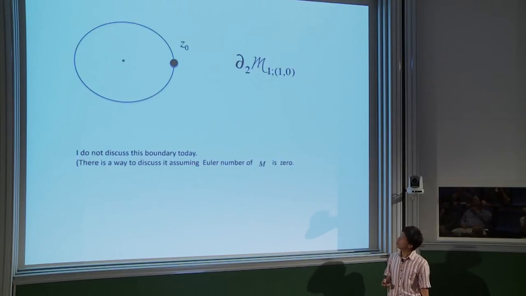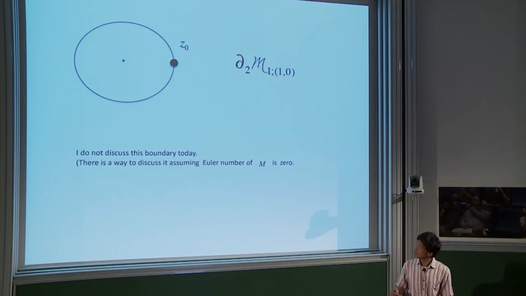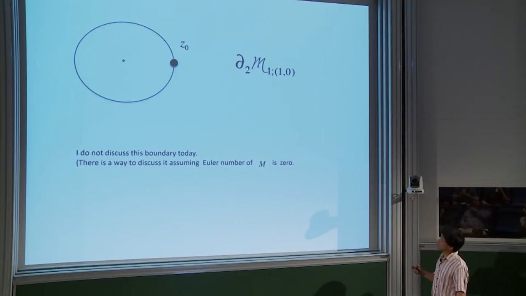So you can take the second boundary. There is a way to handle this second boundary, which I think Costello mentioned a bit.